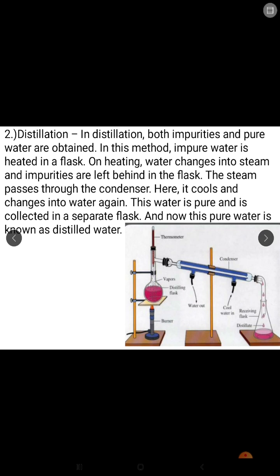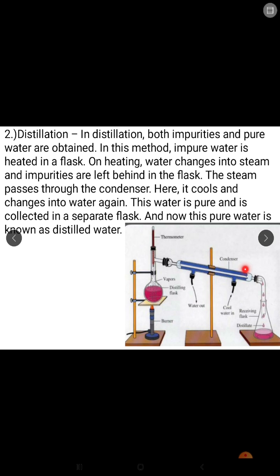So here what happens? On heating, water changes into steam and impurities are left behind in the flask. Like the evaporation process, here also water changes into steam and impurities are collected here. But after that what happens? The steam passes through this condenser. After water changes into steam, it passes into this condenser, and here it cools and changes into water again.